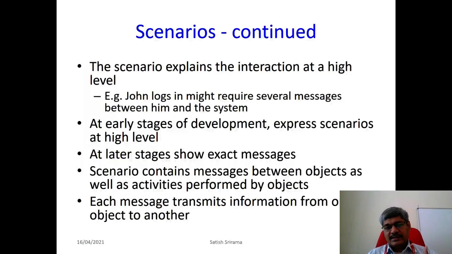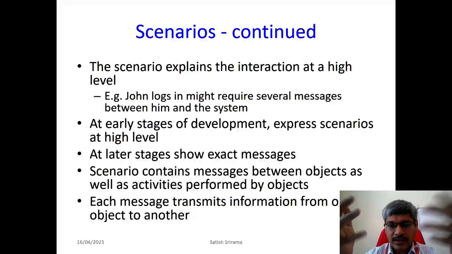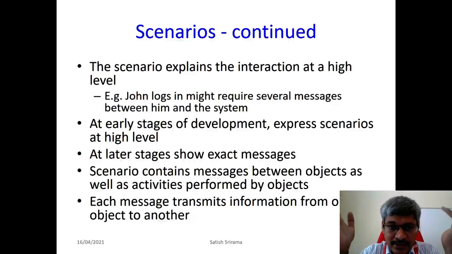The scenario explains the interaction at a very high level. For example, John logging into the system might require several message exchanges between him and the system. For example, he enters a user ID. It can be a multiple-step process: you have to enter a password, and you may also have to verify through your phone number or something. So there can be multiple steps involved.